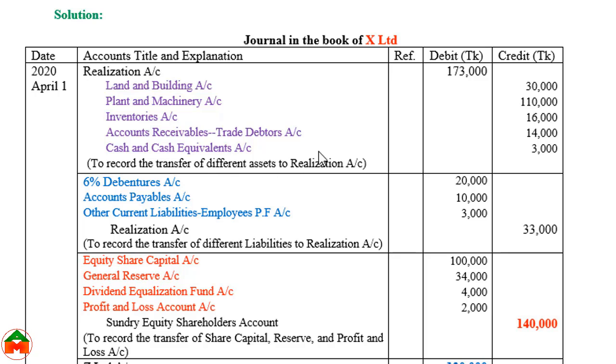I would like to remind you that this X company will be taken over by the Z Limited. That's why we can see in the first journal all the assets of X Limited are shown in the credit side. Since this company will be liquidated, that's why these accounts should be removed. For that purpose, we have shown all the assets in the credit side.